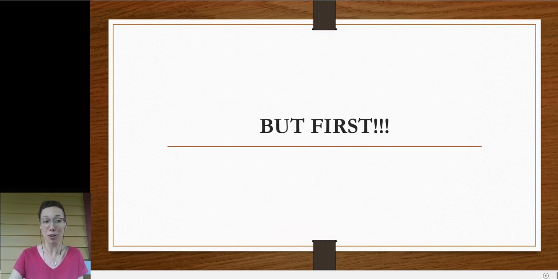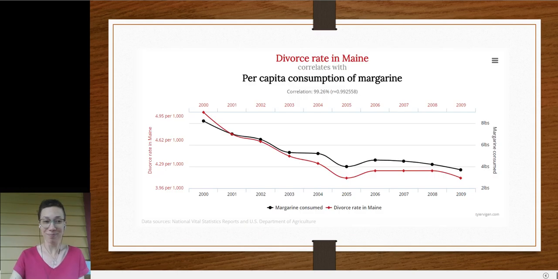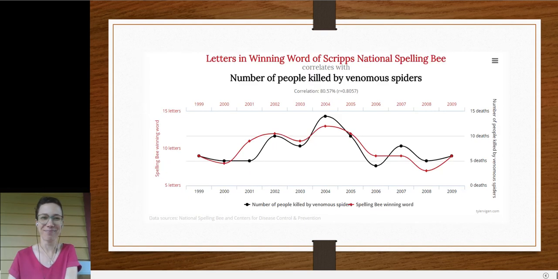But before we go much further, I want to throw a few more charts at you as we're moving into talking about bivariate relationships. So did you know that the divorce rate in Maine is heavily correlated, heavily connected with the per capita consumption of margarine? So here again, we have a lovely flow chart. We can see margarine consumption very closely aligns with the divorce rate in Maine.